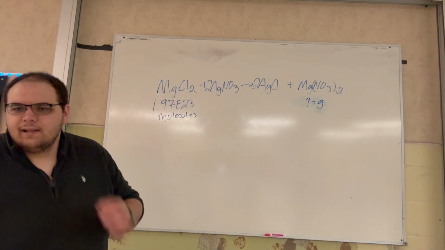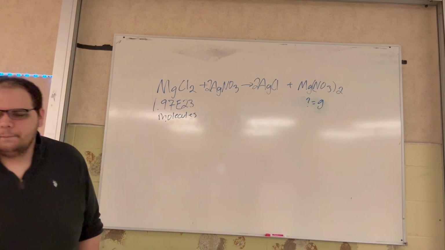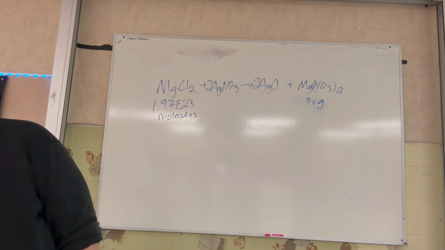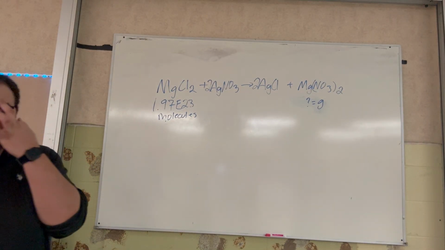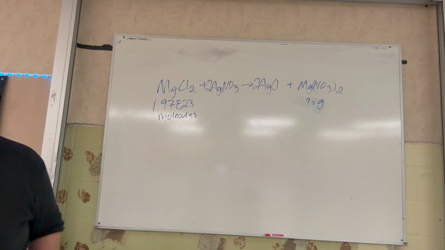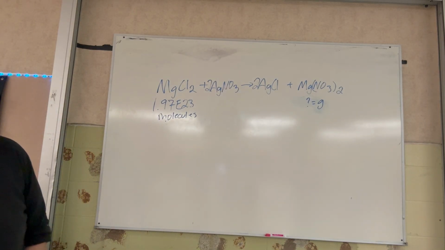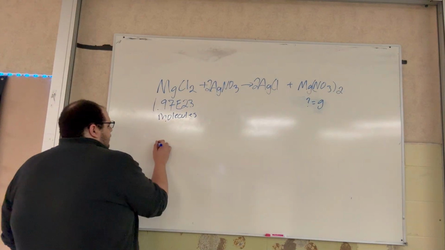I need to set up my stoichiometry grid. Hey, everybody get at your roadmap. Put your finger where we're going to start. Where are we going to start here? Hopefully your finger is on the very top left where it says representative particles, because we have molecules here. With our stoichiometry grids, we always and forever start with our given.